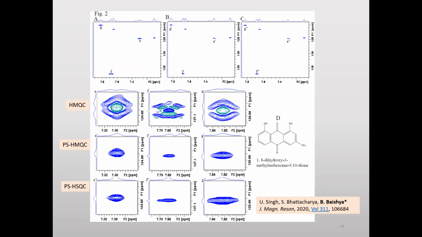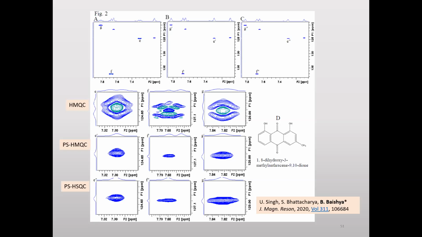And here is a comparison of the spectrum. You can see the cross sections extracted at the HMQC. You can see there are phase problems. Actually, the evolution of proton-proton scalar coupling can also introduce phase problems in the regular HMQC spectrum. There are multiplet information as well as phase problems in the regular HMQC cross peaks.